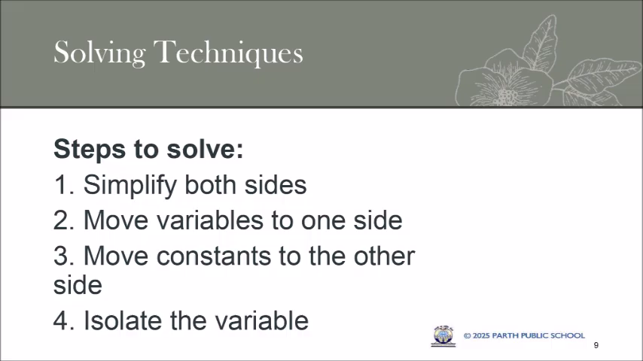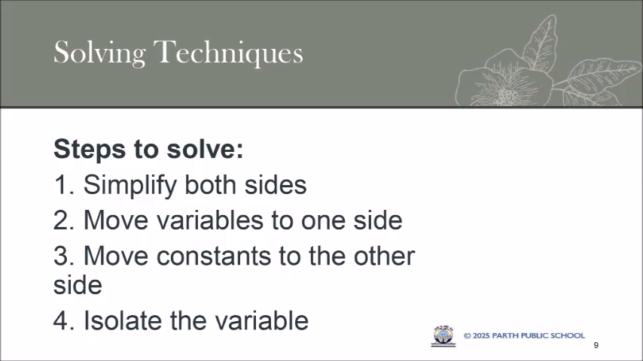Now that we understand the parts of a linear equation, let's look at the steps to solve it. There is a simple method that works every time. Just follow these 4 steps. Step number 1 is simplify both sides. Before we do anything else, let's make sure both sides of the equation are simplified. That means combining like terms and getting rid of any brackets if there are any.